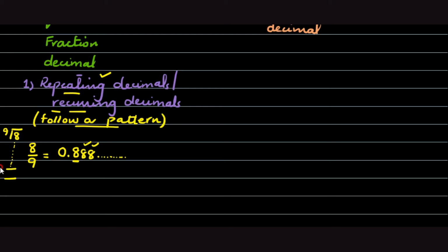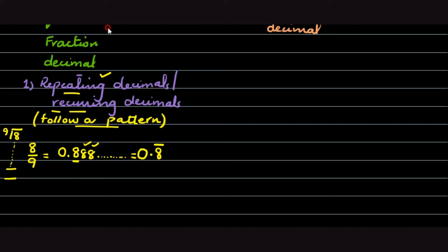So in this situation, how can you write this number? You can write 0.8, and the number which is repeating, you put a bar above it. So it is a rational number. Remember that. Let's have more examples.